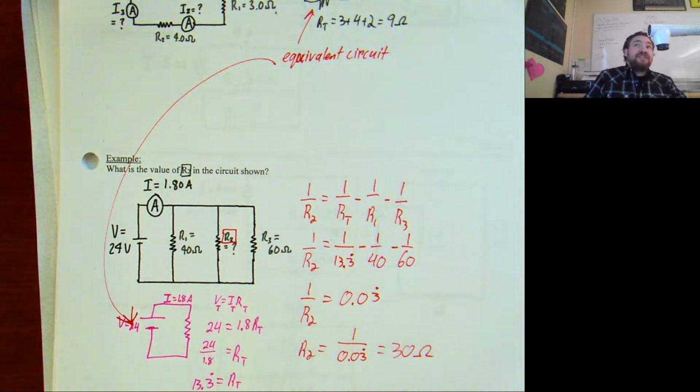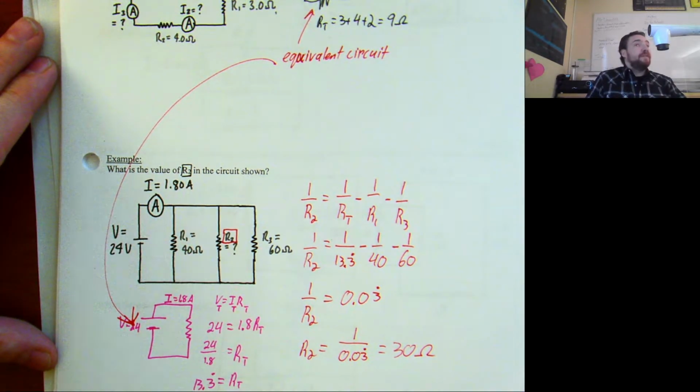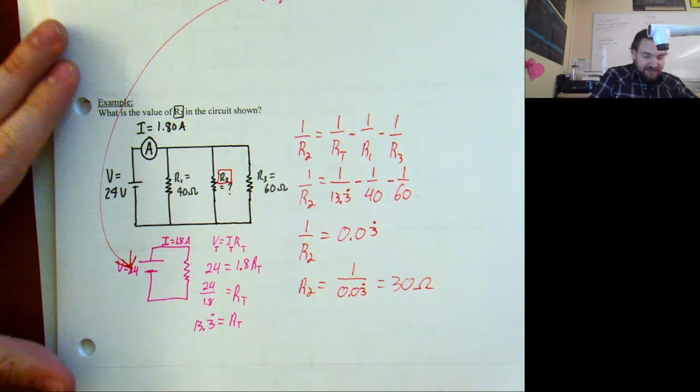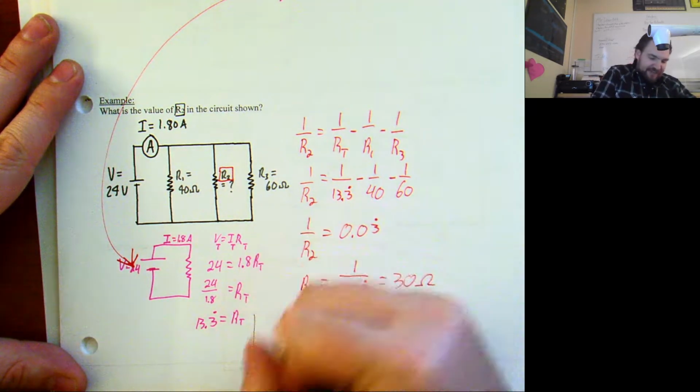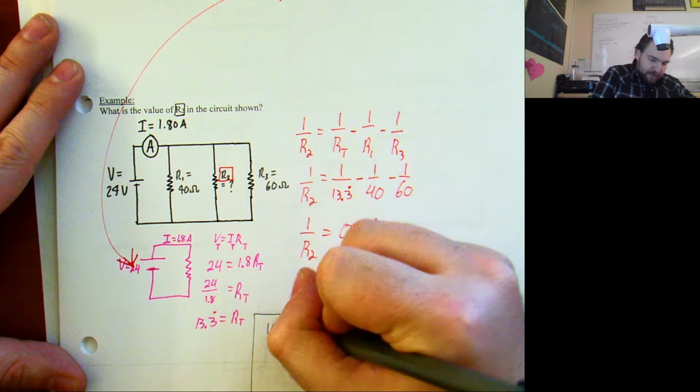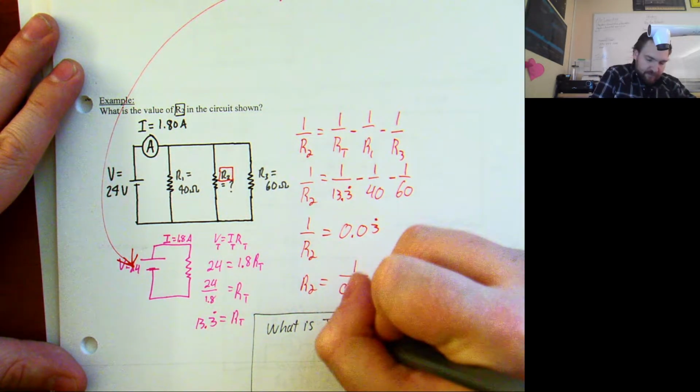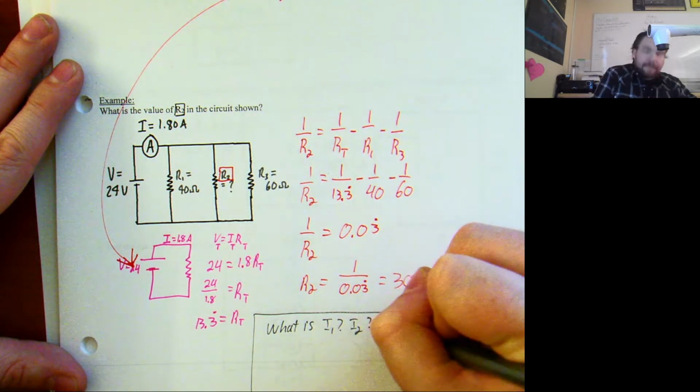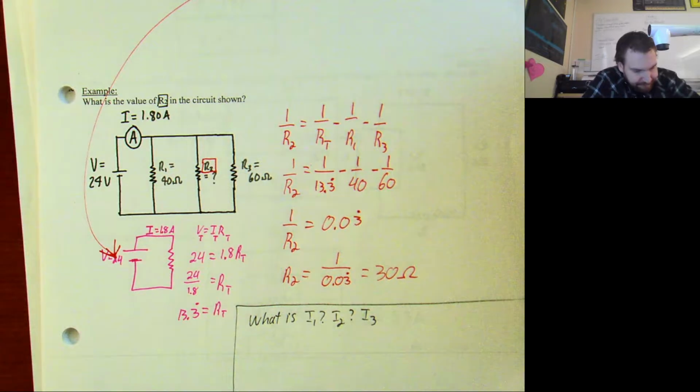I could also then ask you, what is the current? Let's just do it. Why not? Instead of saying I could ask you, why don't I ask you? What is I1, I2, I3? What do we know? In a parallel circuit, I total equals I1 plus I2 plus I3.